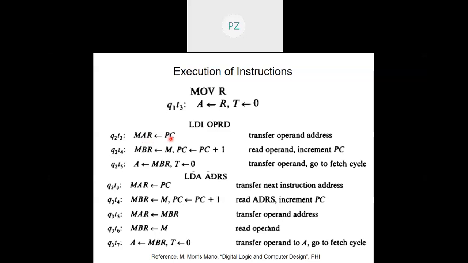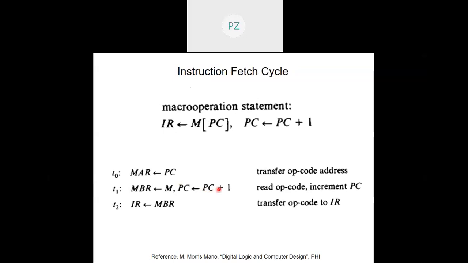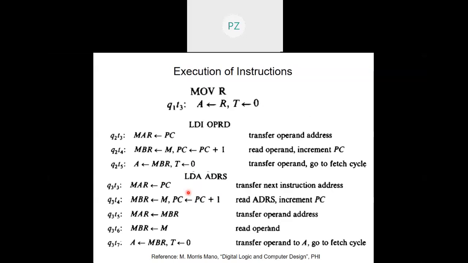Why? Because this PC is pointing to the operand now. You see, during the opcode fetch itself it was incremented, so now PC contains the address of the operand. So I need to fetch the operand. PC gets loaded into MAR, then M[MAR] is brought into MBR. So effectively my operand has reached MBR and PC gets incremented. Why? Because the contents of the PC have been loaded into MAR, so it should point to the next instruction now.